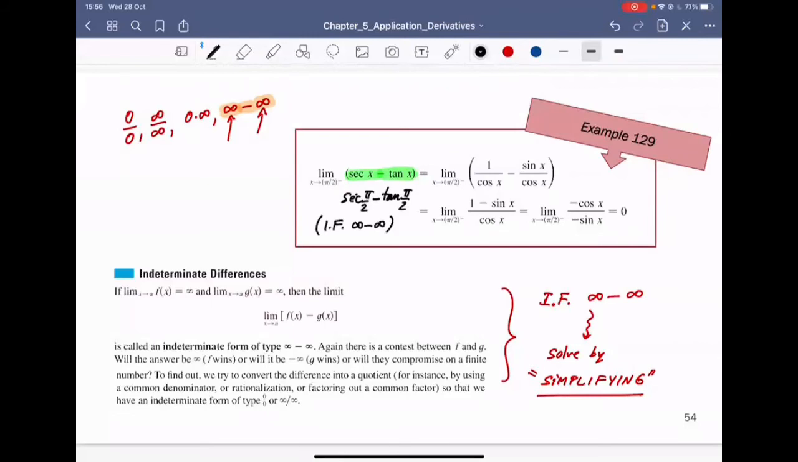So what you can do is simplify it. I swap secant to 1 over cosine, tangent to sine over cosine, and then you find the common denominator, and you're going to see that at the end you have 1 minus sine x over cosine x. Then you can apply the L'Hopital rule, and you're going to get 0 at the end. Sounds good. So I'm going to show you an example on this topic so you know how to do it.